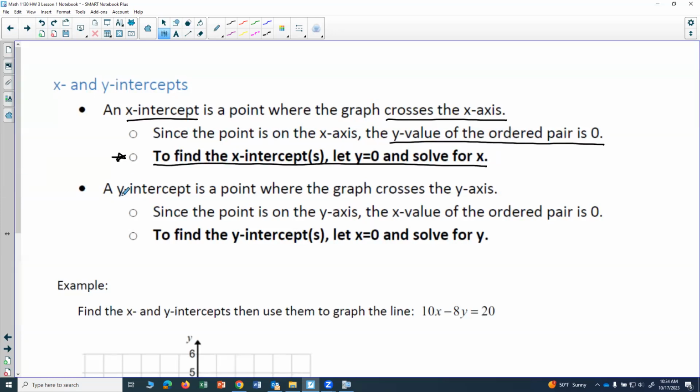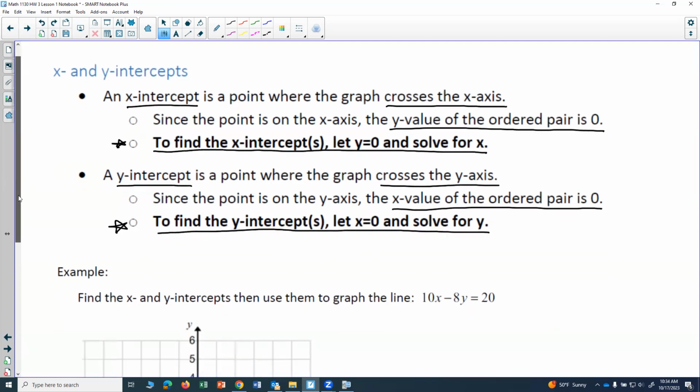All right, now the other one you'll see is the Y-intercept. It is the point where the graph crosses the Y-axis. Because the point is on the Y-axis, you haven't gone left or right at all, so the X value of the ordered pair is 0. So the key for showing your work finding the Y-intercept is you let X equal 0 and then solve for Y.